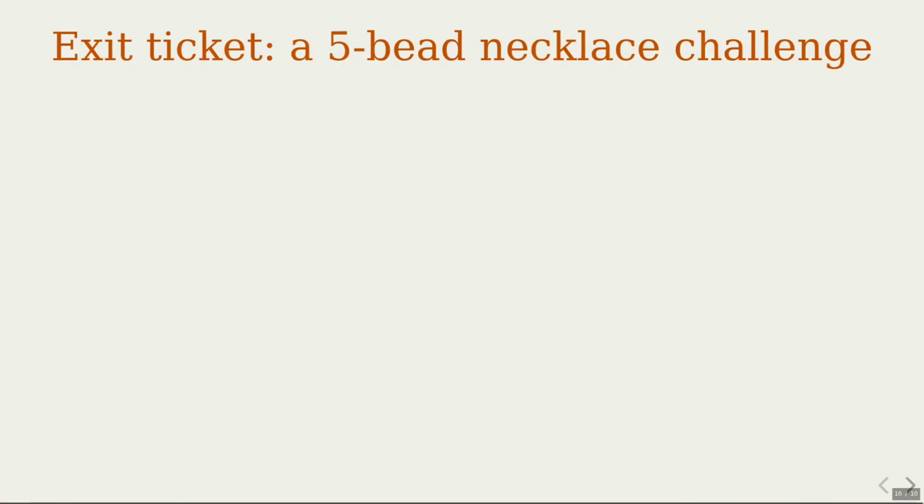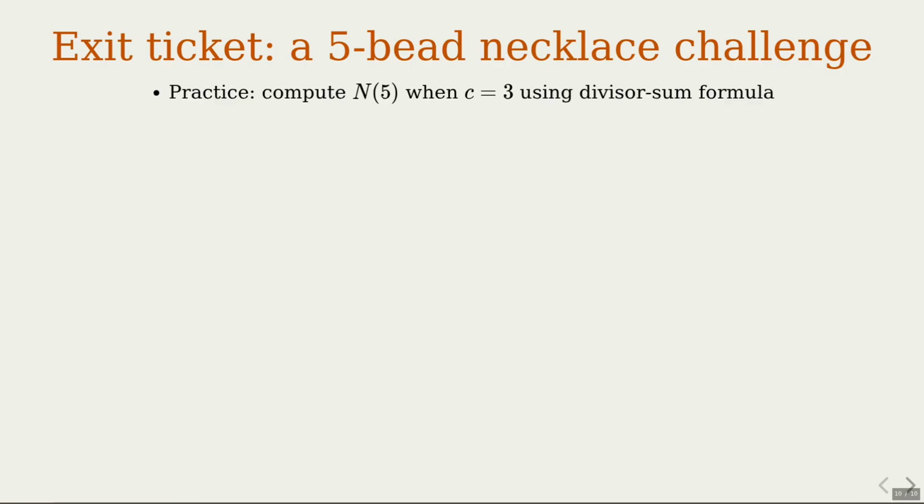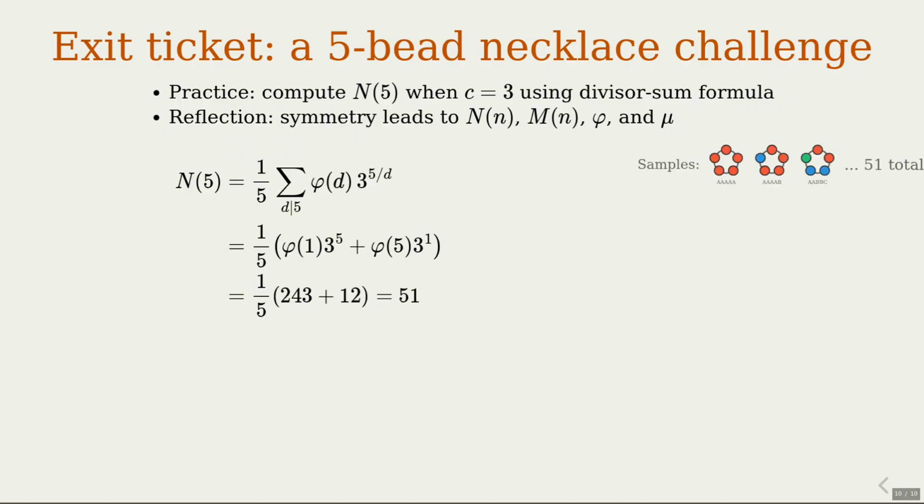To finish, try one more computation and reflect on the ideas behind it. Use the totient-based expression for N of n and plug in n equal to 5 and c equal to 3. Think about how rotational symmetry forced us to average over group actions and why totient and Möbius functions naturally appeared. Carrying out this computation shows there are 51 distinct 5-bead necklaces using 3 colors counted up to rotation. If you can explain why that computation works and how symmetry drove the formula, you have captured the essence of this lecture.